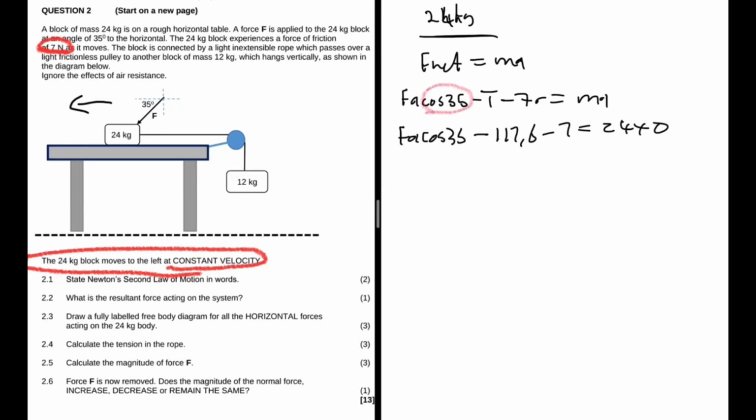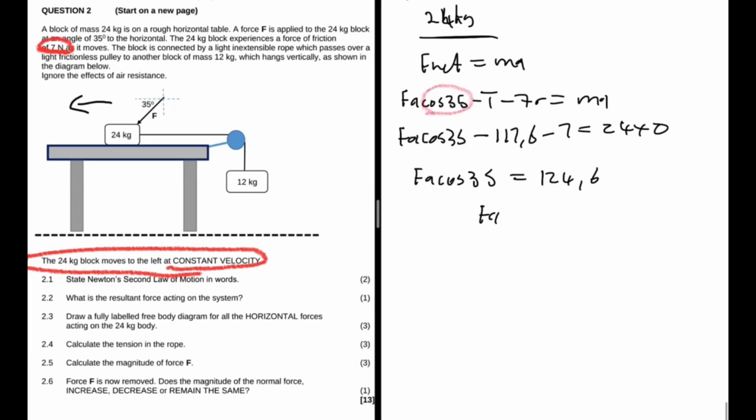We're gonna have FA cos of 35 equals to 24 multiplied by 0 is 0, right? And then we take in minus 117.6 and minus 7 to the right hand side. We're gonna get 124.6. We divide both sides by cos of 35. So 124.6 divided by cos of 35.